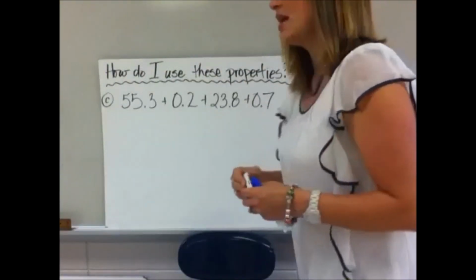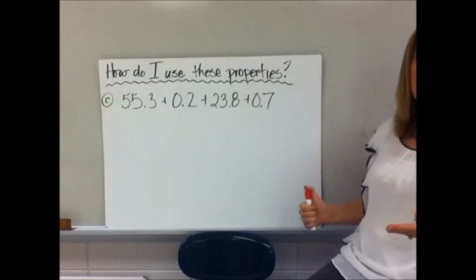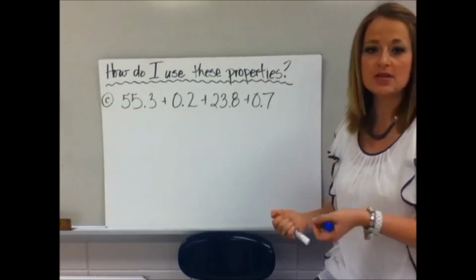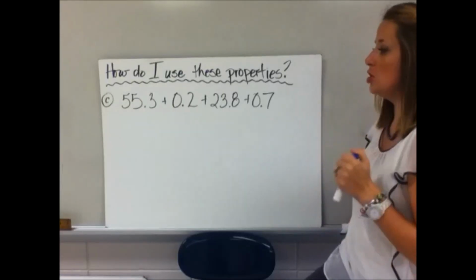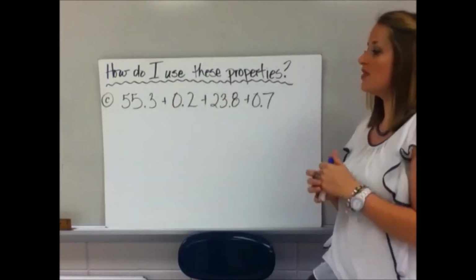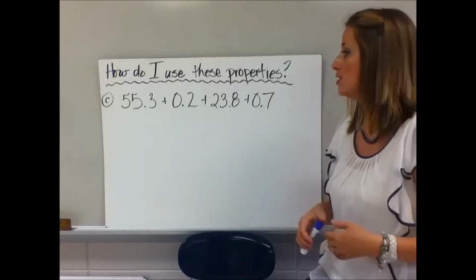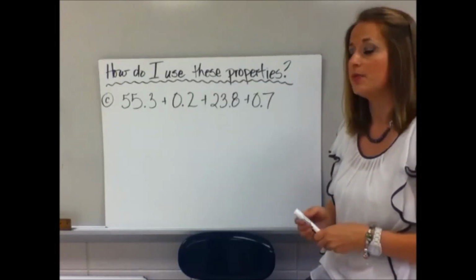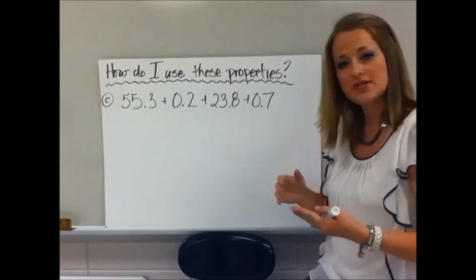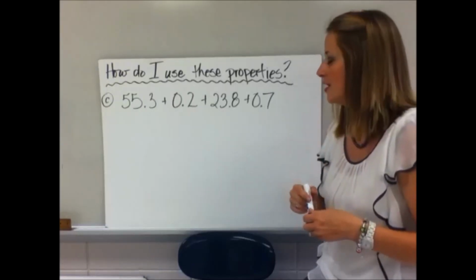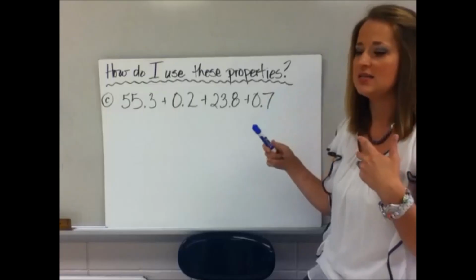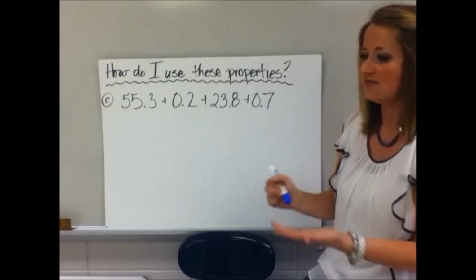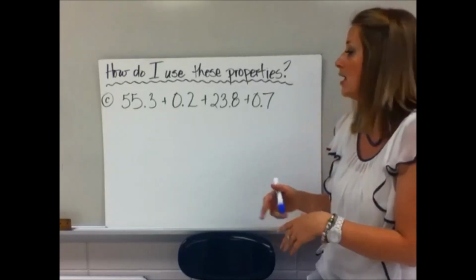The question when studying properties is always, how do I actually use these properties? Because it seems kind of pointless just to be able to name the properties. The application comes in using these properties. So take something like this, 55.3 plus 0.2 plus 23.8 plus 0.7. If we're trying to do this in our head, it's not really going to work very easily. I know that would be 55.5, but then I come to this and I have to carry decimals, and that's difficult to do in our head. So then I have to get out pencil and paper or get out my calculator.